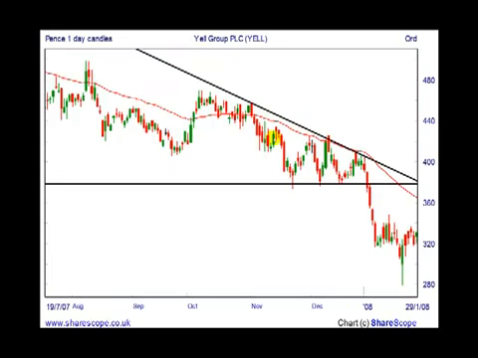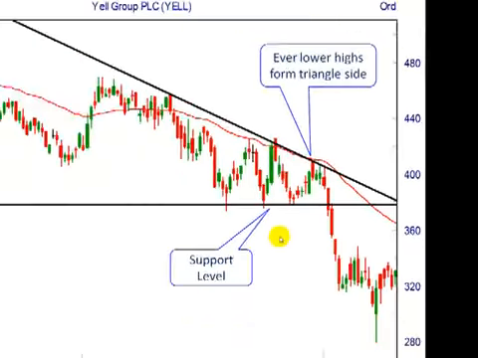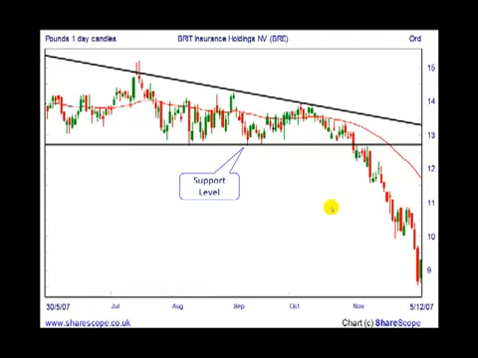So a few worked examples then. This is Yale Group. We can see the ever lower highs forming, strong support level, and then bang, breakthrough. Nice punchy move south. This is Brit Insurance. So we've got the support level clearly formed here, lower highs, and then bang, we break down through here.